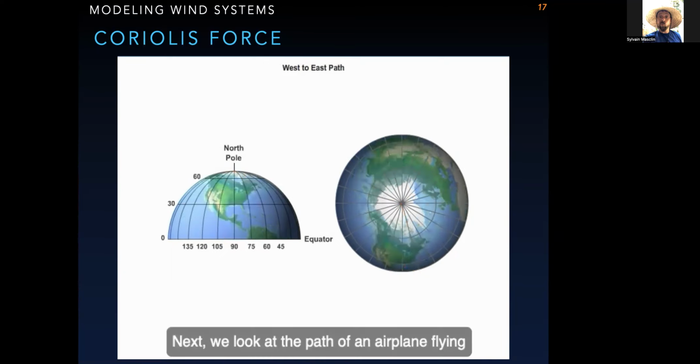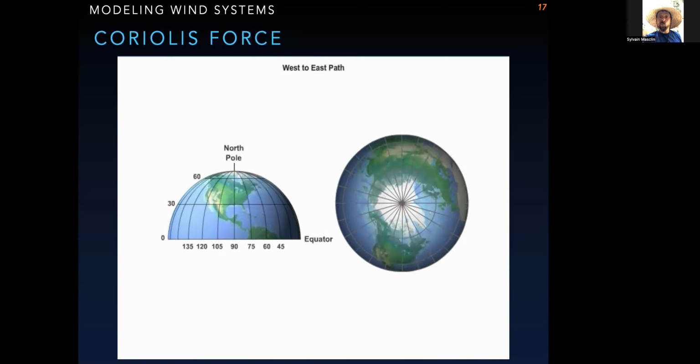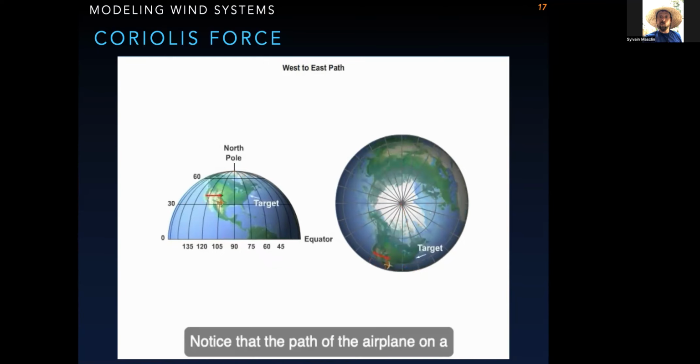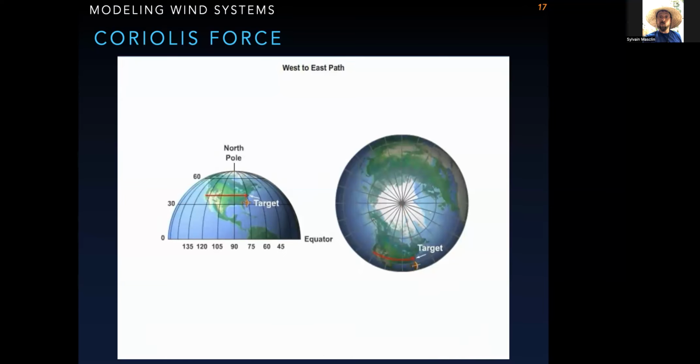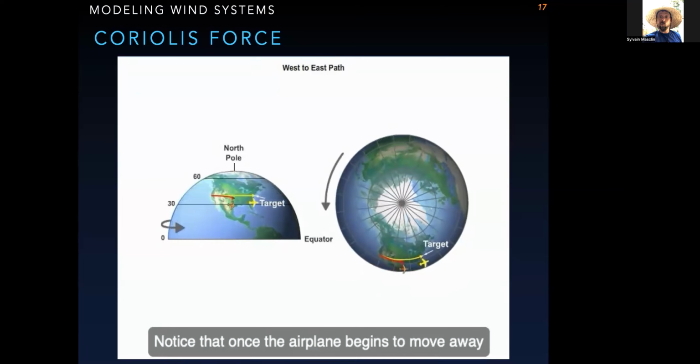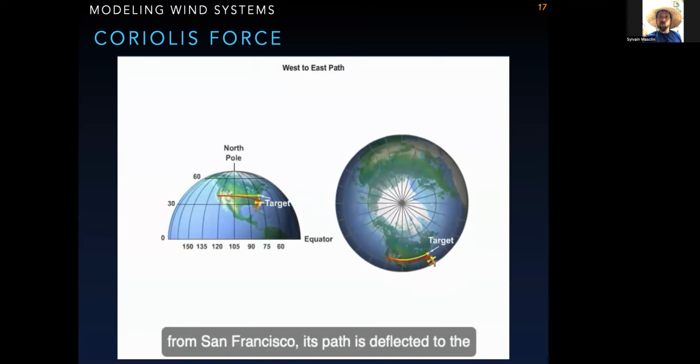Next, we look at the path of an airplane flying west to east from San Francisco to New York City. Notice that the path of the airplane on a non-rotating Earth is a straight line from west to east. Notice that once the airplane begins to move away from San Francisco, its path is deflected to the right by the Coriolis effect.